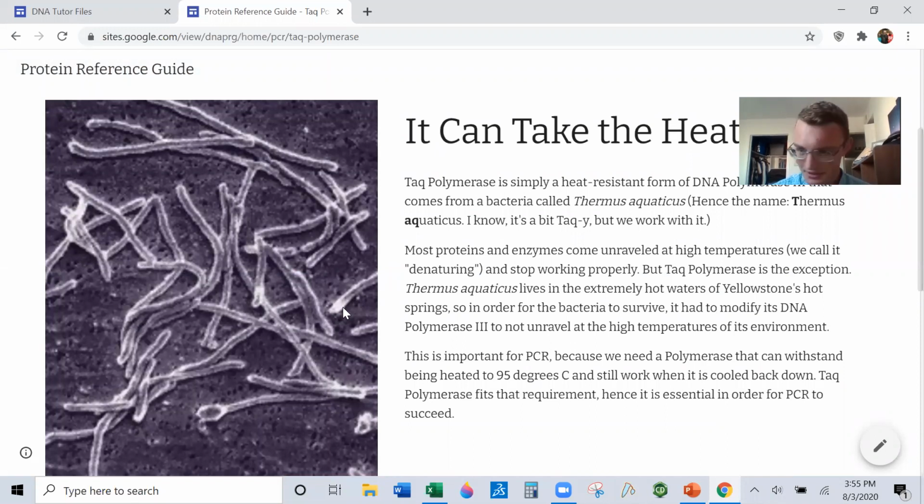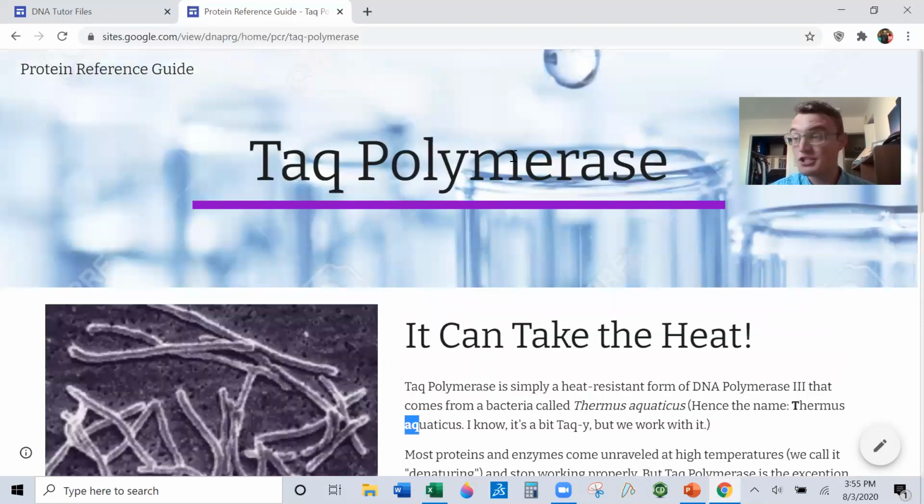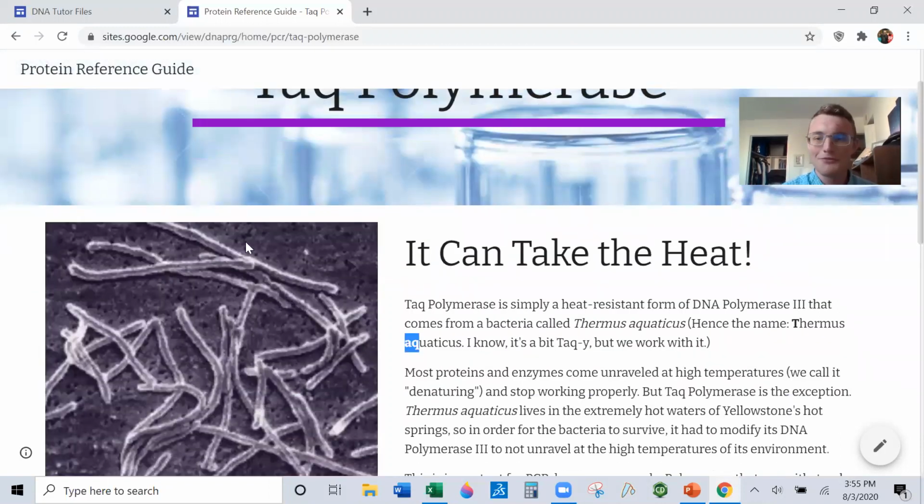Bacteria use DNA polymerase 3 just like humans do, and this bacteria is called Thermus aquaticus. The T comes from Thermus, and the AQ comes from aquaticus. So this just says it's a DNA polymerase that we took from Thermus aquaticus. So that's what the Taq means, Taq polymerase. It's just DNA polymerase 3, exactly the same thing. The one difference is it's got this slight modification to it that makes it very helpful for PCR.